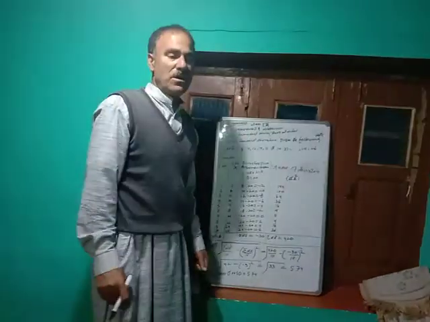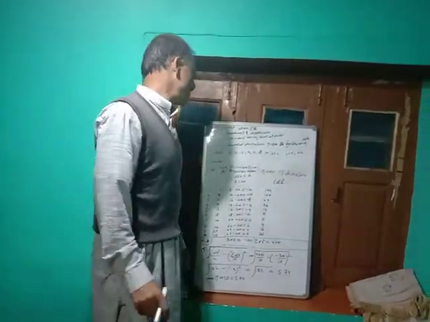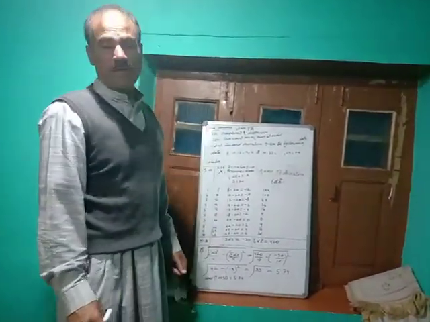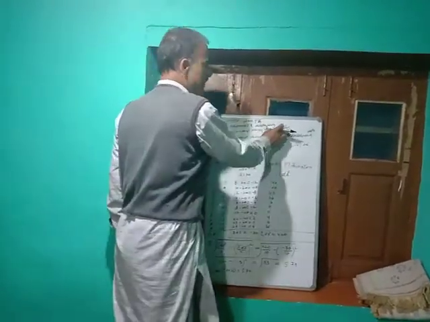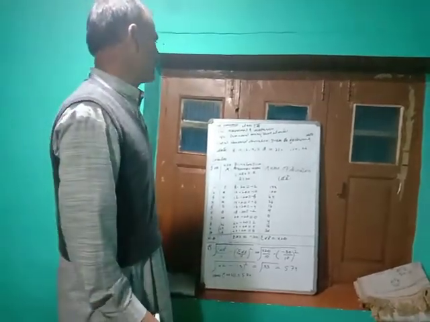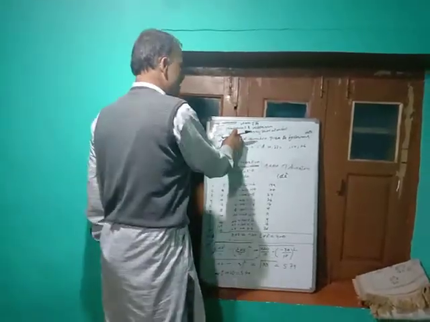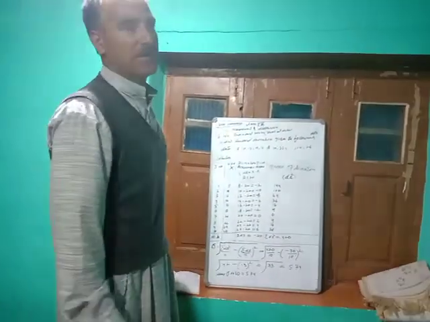Now tomorrow we will do the same topic, that is measures of dispersion, and the subtopic individual series, but this method may be continuous series. This individual series shortcut method, then the method will be the third method.